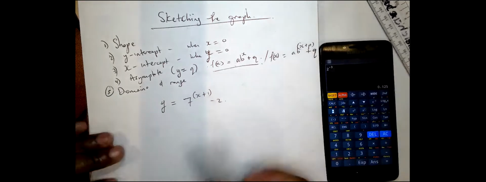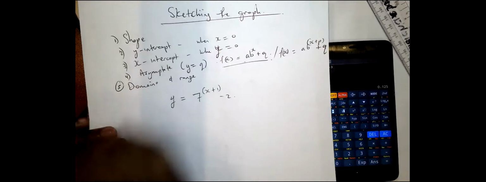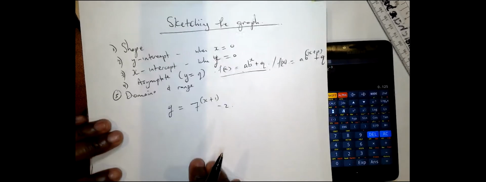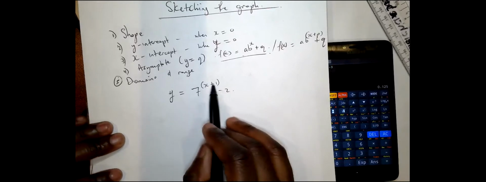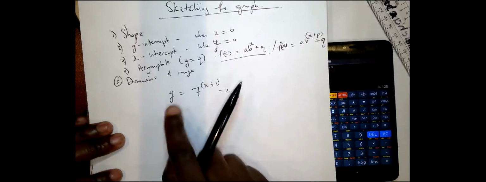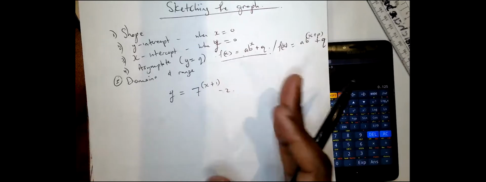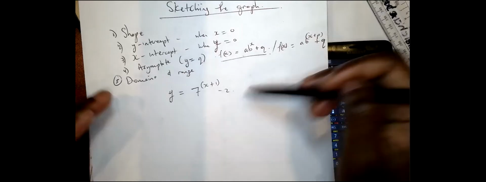So let's try to sketch this equation here, which is y is equal to 7 to the power x plus 1. By looking at the graph, what is the shape? We know that the shape generally is going to be the normal shape that we know.